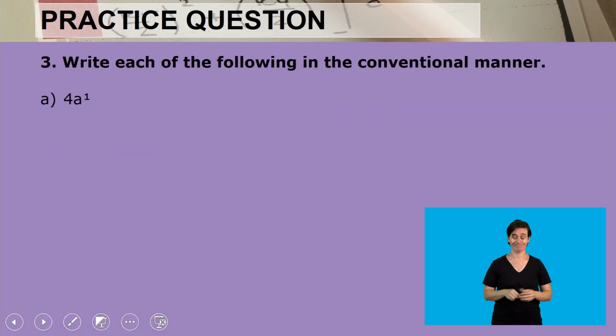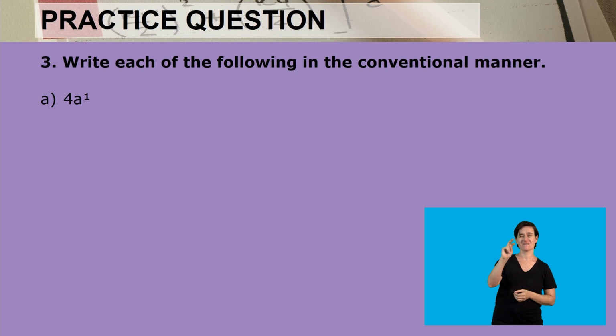And let's move on to the third question. It says, write each of the following in the conventional manner. The first question is 4a raised to the exponent 1. When we have a question like that, we know that mathematically we do not write the 1 that a has been raised to. So to write this properly, we would then have to write 4a. We don't write the 1.